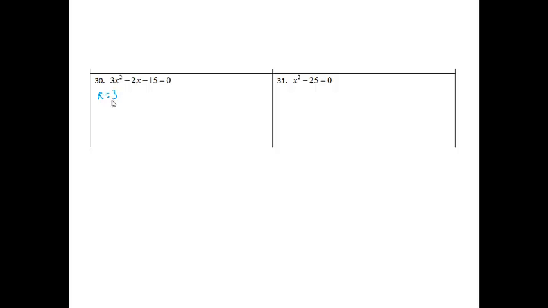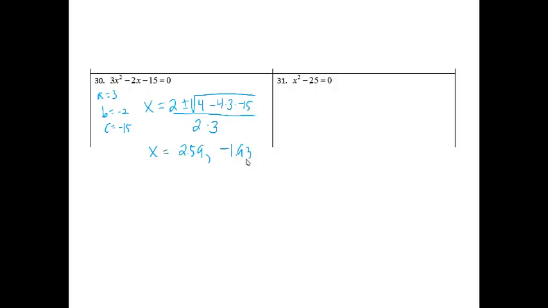My a is going to be 3. My b is going to be negative 2, and my c is going to be negative 15. So here we go. We've got x equals opposite b, so we'll get 2 plus or minus square root b squared, which is 4, minus 4ac, all over 2a. All right, so I've got everything set up, and then from here, we can let our calculator do the work for us. If I follow the plus for the first time, I should get x equals 2.59 rounded to 2 places, and then if I follow the minus, I should get negative 1.93.